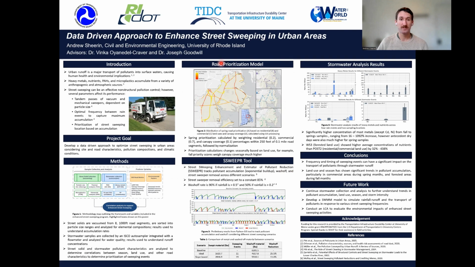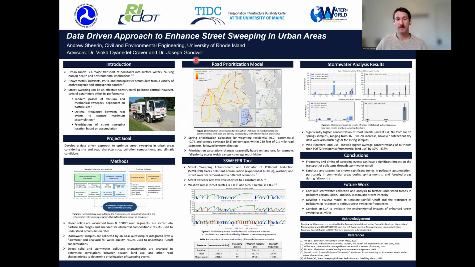These priority scores will be used to determine which roads we should sweep more frequently or prioritize. This particular example shows a map of the spring prioritization score, where we have weighted commercial areas higher than residential and forested areas. We will also have priority scores for summer and fall seasons. For example, in the fall, we would weigh canopy coverage as a more important metric in order to capture some of the nutrients falling from trees.